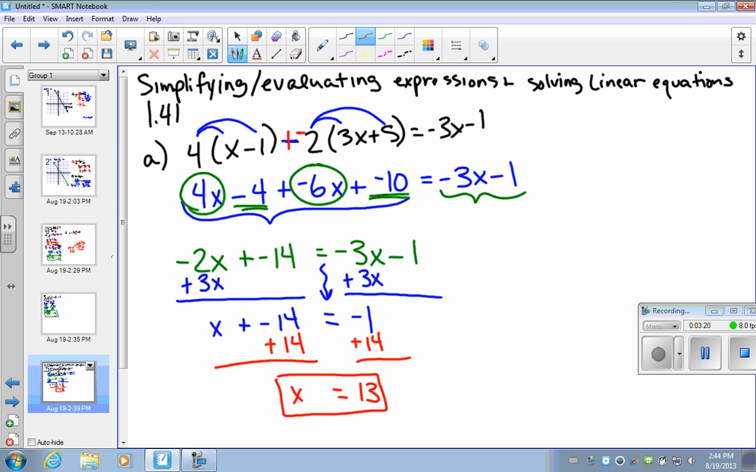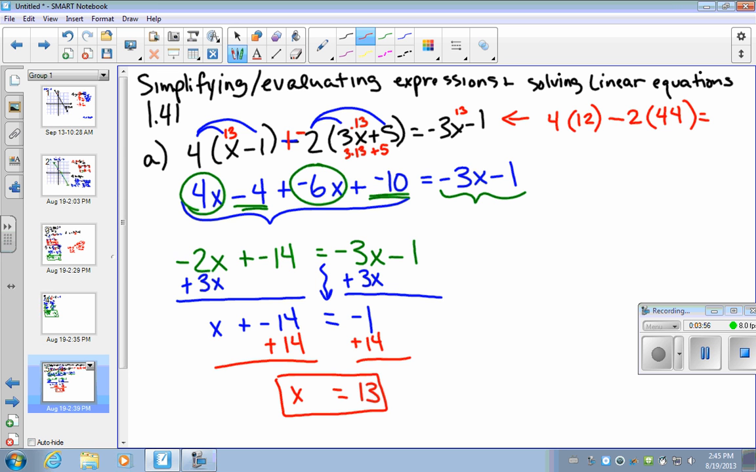Now, if that's true, it should work when I plug it in up here. So wherever I see an x, I'm going to plug in a 13, and I'm going to see if this works out. So let's see. It's 4 times 13 minus 1, which is 12, minus 2 times 39 plus 5 is 44. So again, I got that because 3 times 13 is 39, and I added 5 to it, and that's how I got the 44.